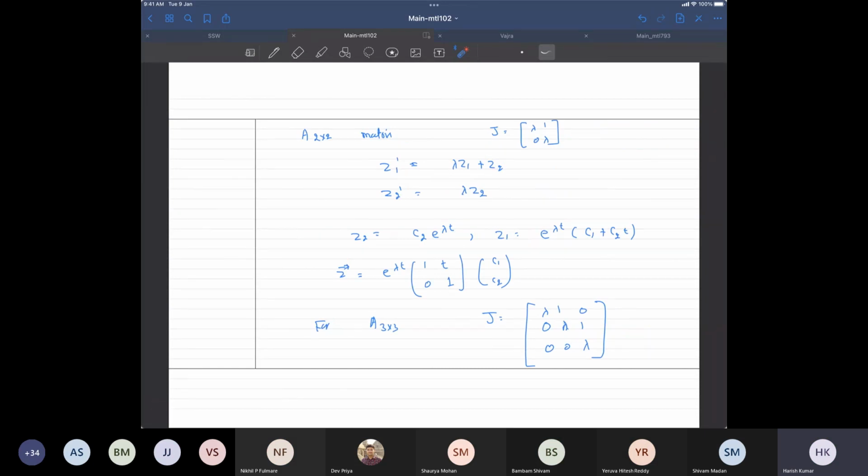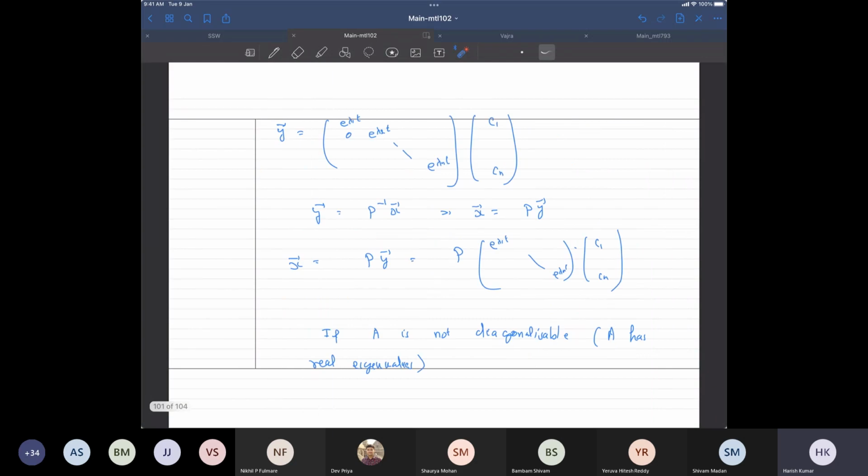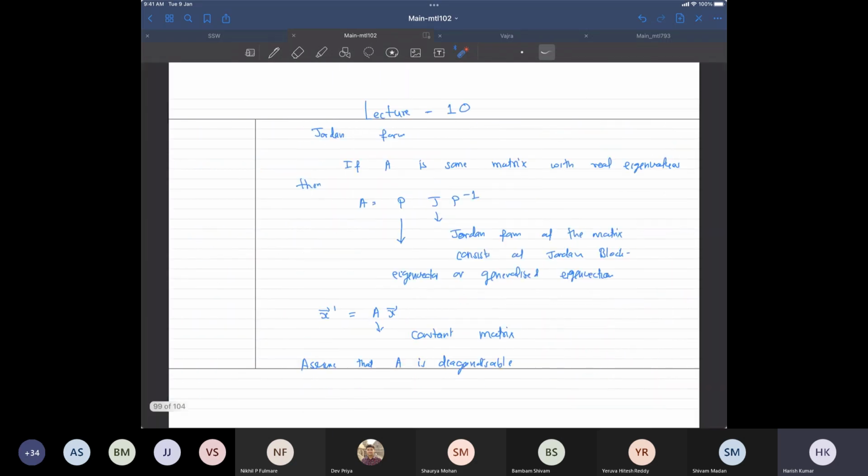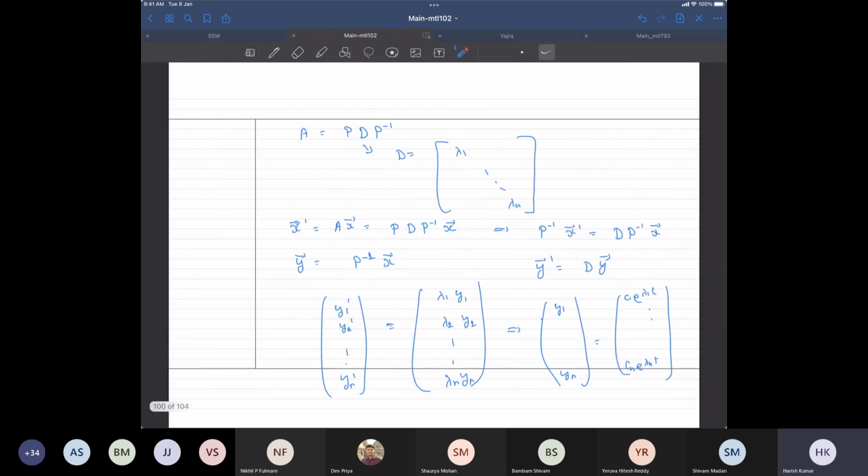So let us go through it a little bit faster again. The idea is to simplify the system. If you have some matrix A, we have learned that if all the eigenvalues of A are real, then you can write A in the form P J P inverse. And the idea is that this helps us decouple the linear system with constant coefficients.